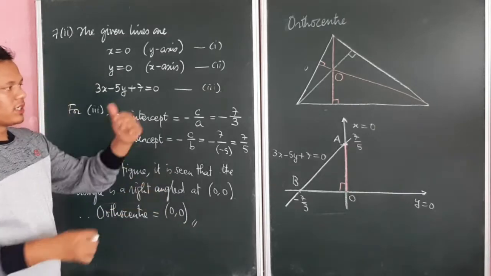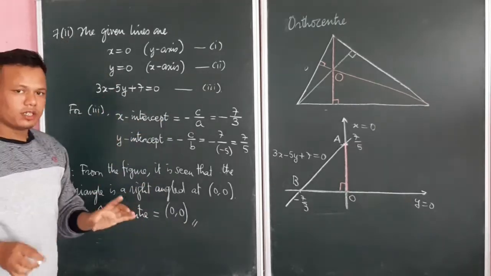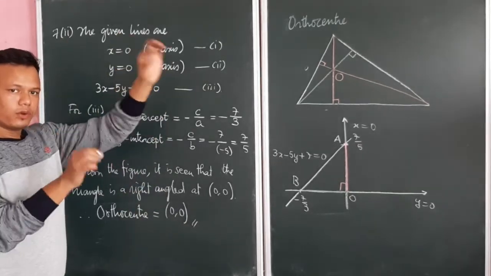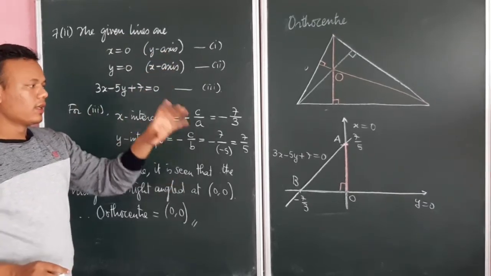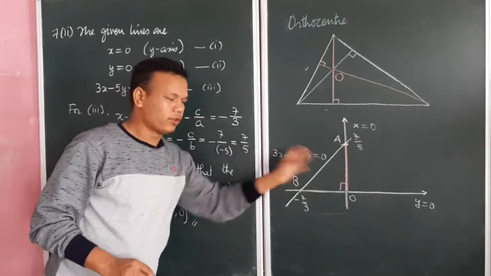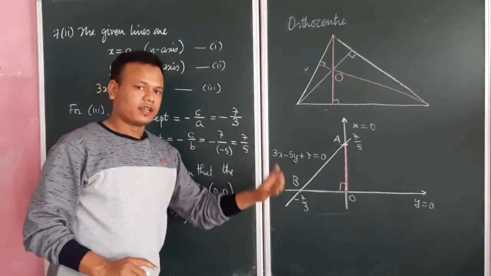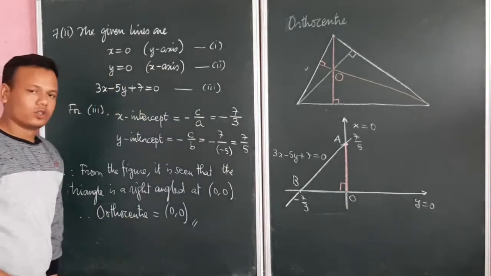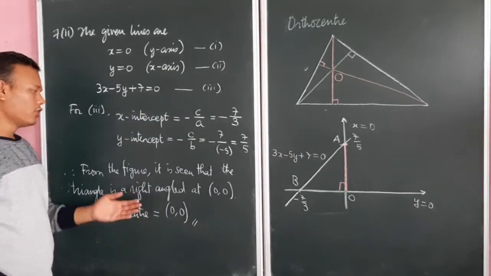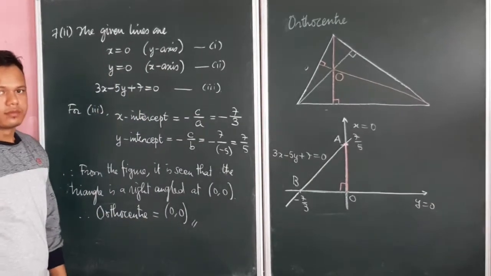All right, so the next one, that is 7, 1, is also similar. Try to plot the points given to you and join the lines. You will find that in that case also you will get a right angle triangle with a right angle at origin. So in the first case also your orthocenter is going to be (0, 0). You may pause the video to note down.